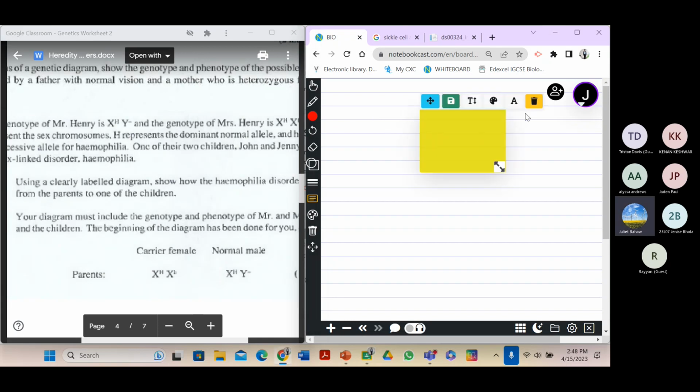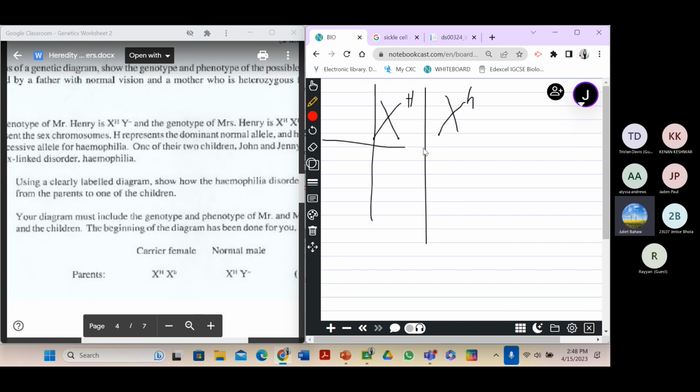So we have X, capital H. Then we have X. Now be very careful with these because you have that chromosome as well. It can look a little bit confusing. Right, so it doesn't matter if you put the female and the male on the top or the side, it does not matter. Right, so the male, he is normal. Y, there's nothing on the Y, right?